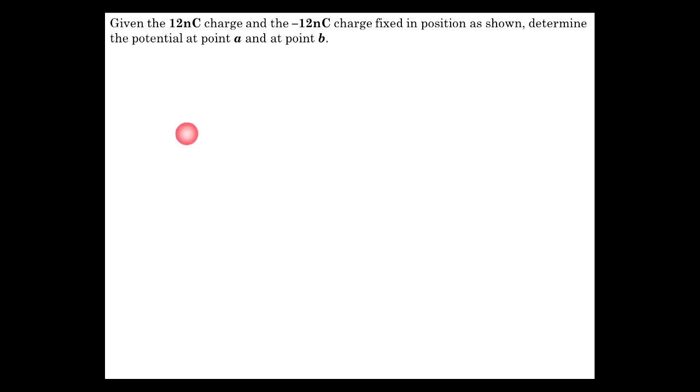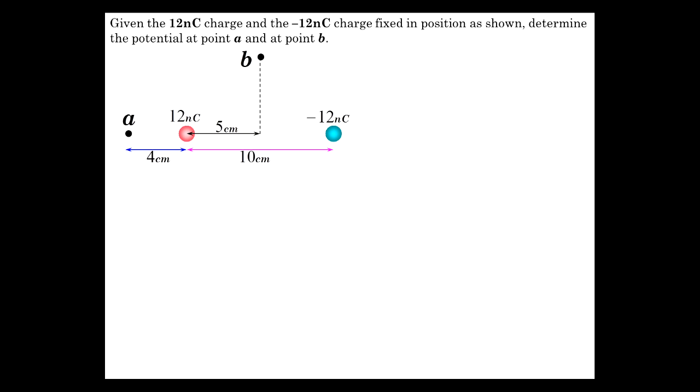Well, let's do an example problem considering point charges. We have a 12 nanocoulomb and a minus 12 nanocoulomb, a certain distance apart, fixed in position. We have 2 points A and B, and A is 4 centimeters from the plus and 14 centimeters from the minus. We're going to determine the potential at A and at B.